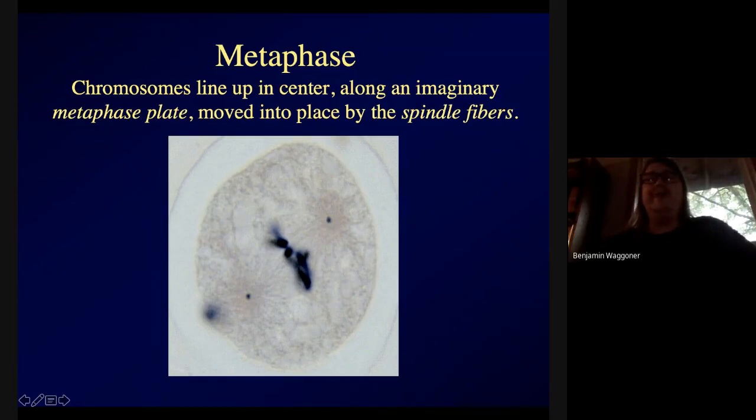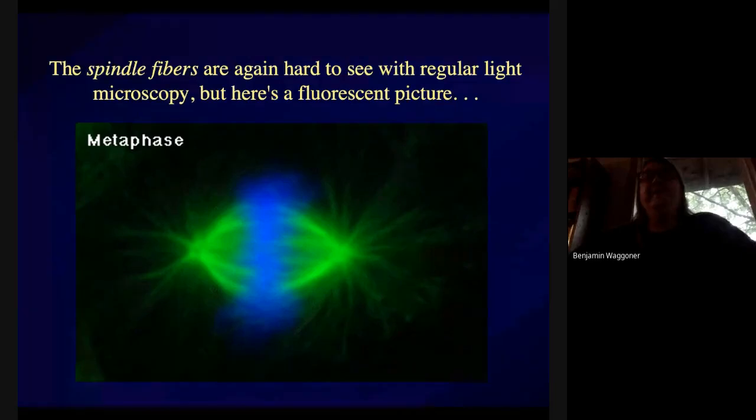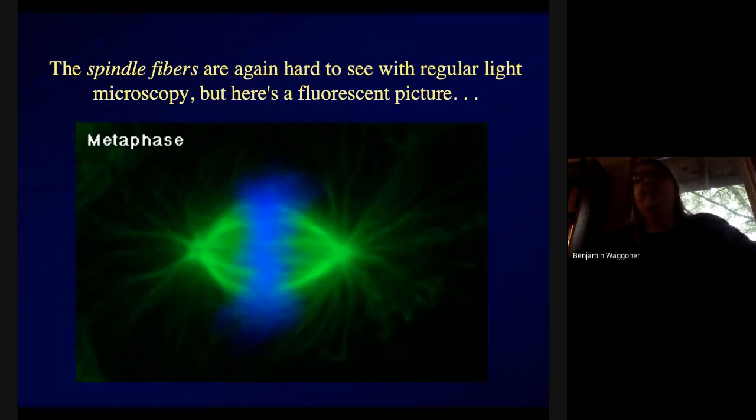So you can barely see them here. This picture shows them a little bit more clearly. You can see the spindle fibers are glowing bright green in this case. And the spindle fibers are attached onto the chromosomes, which is what makes up that blue blob that you're seeing right there in the middle.